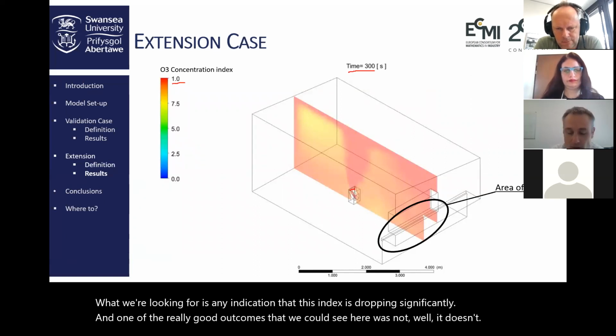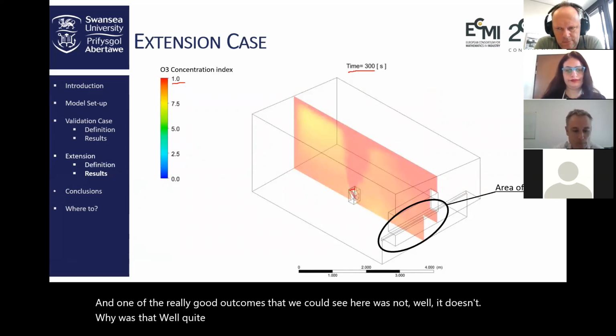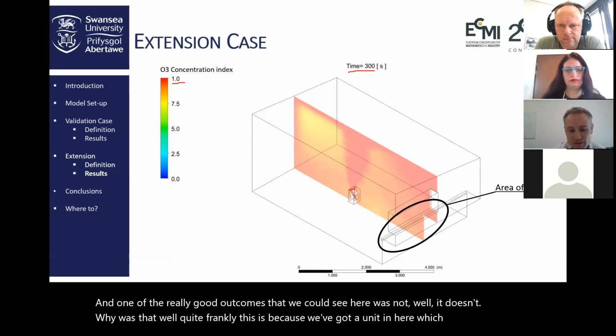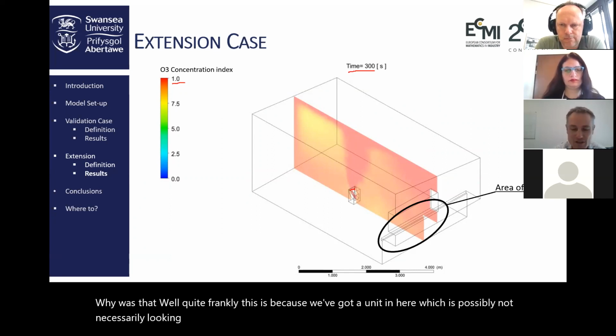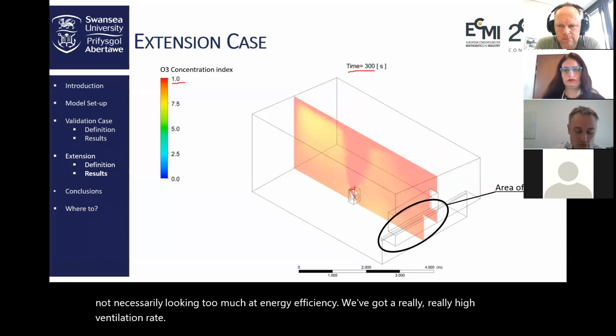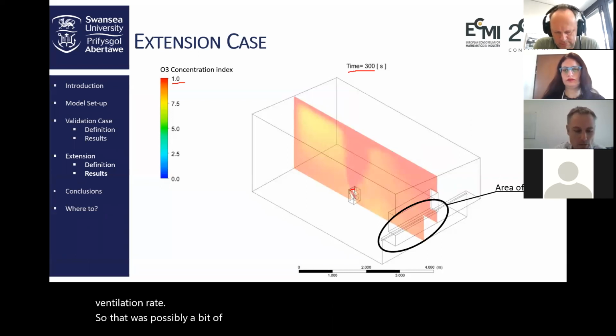Why was that? Well, quite frankly, this is because we've got a unit in here which is possibly not necessarily looking too much at energy efficiency. We've got a really, really high ventilation rate. So that was possibly a bit of an overkill. But in the grand scheme of things, does that really matter?